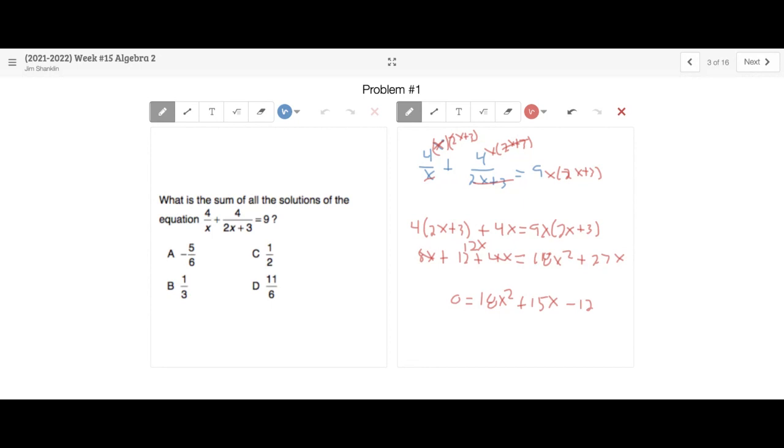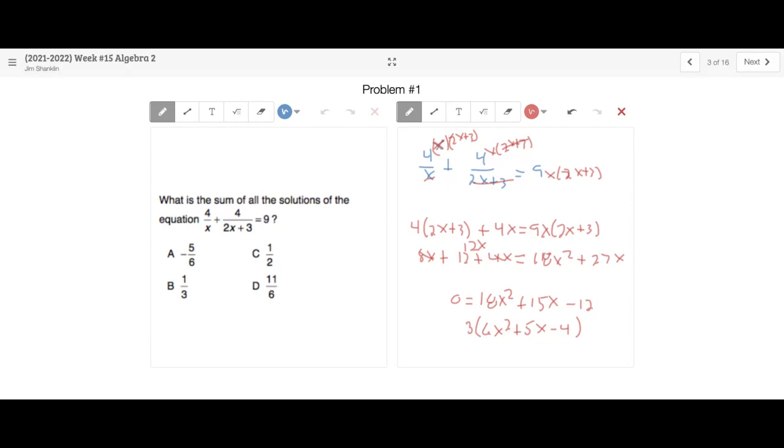So what I'm going to do here is I'm going to factor out a 3. Just a 3, because that's what's in common to all of them. So this gives me what? 6x squared plus 5x minus 4. All right. Whew. How are we going to solve this? As I said, this is probably one of the hardest problems on this practice.